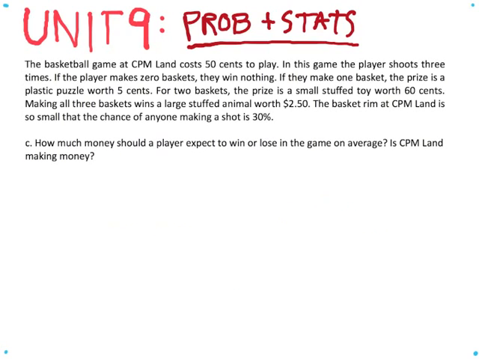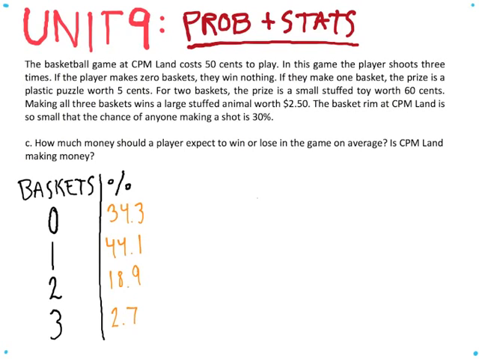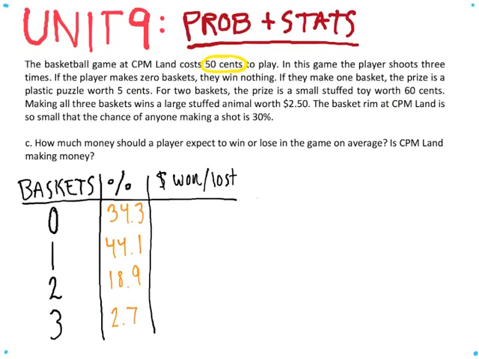Finally, letter C. How much money should a player expect to win or lose in the game on average? Is CPM Land making money? This one is a little tricky, so let's again go back to our answer for letter A and add the amount of money you win or lose each time. Remember that it costs 50 cents to play. If you make 0 baskets, you lose 50 cents. If you make 1 basket, you lose 45 cents, since the prize for 1 basket is only worth 5 cents. If you make 2 baskets, you win 10 cents, since the prize is worth 60 cents. If you make 3 baskets, you win $2.